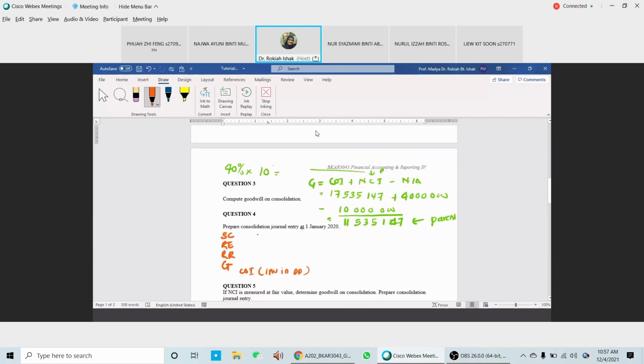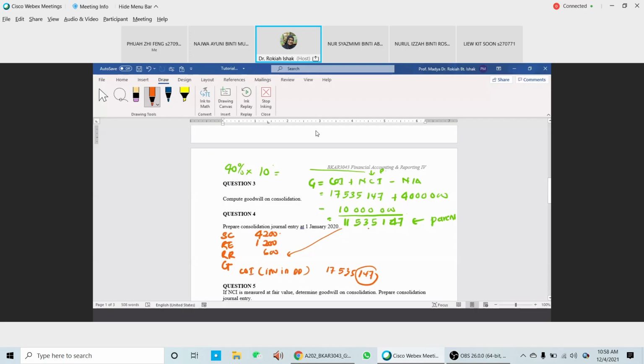So share capital, what do you have for share capital here? 4.2 million. Retained earnings 1.2. Revaluation reserve 600. Goodwill 11,535. This figure. And then credit your COI, 17,535. I'm using this figure. So that one is for the parent.